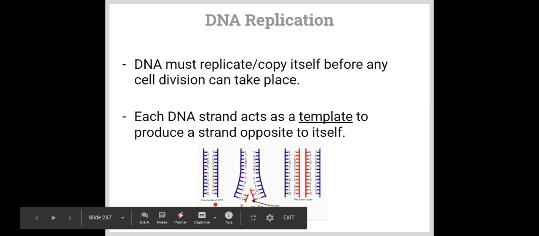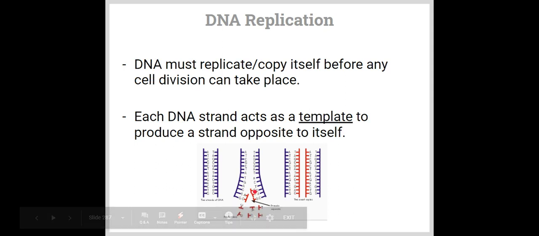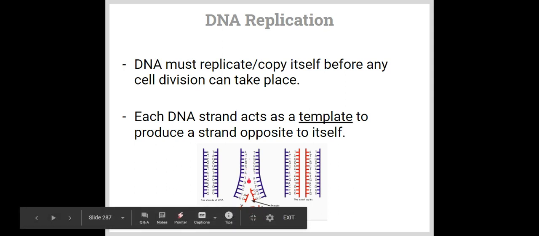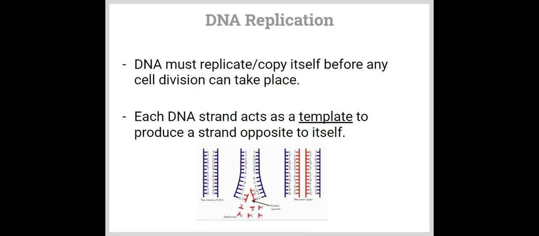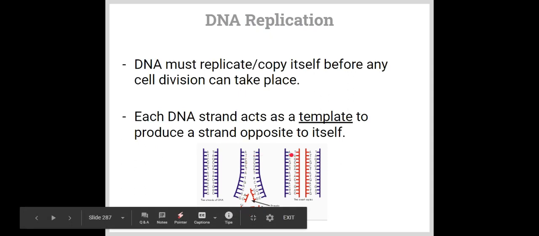We're going to make a copy of this DNA by adding these little red nucleotides, these free nucleotides, to the DNA molecule. With complementary base pairing, A is going to bind with T, C is going to bind with G. We're going to have two new identical copies of DNA produced.